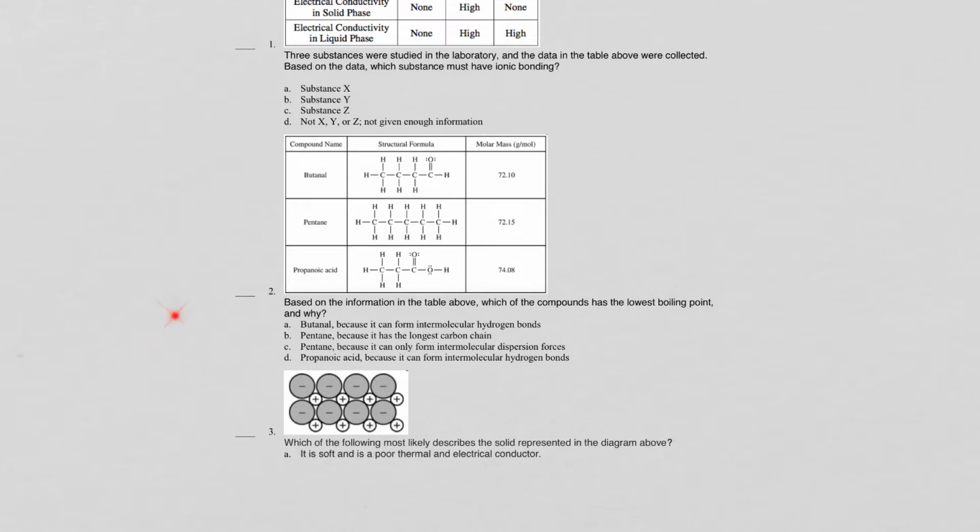of the others. Number 3, which of the following most likely describes the solid represented in the diagram above? Hopefully students should recognize that as positive and negative ions. It does say, A, it's soft and a poor thermal and electrical conductor. We don't think of ionic compounds as being soft.